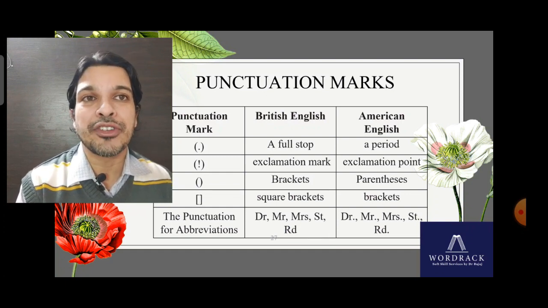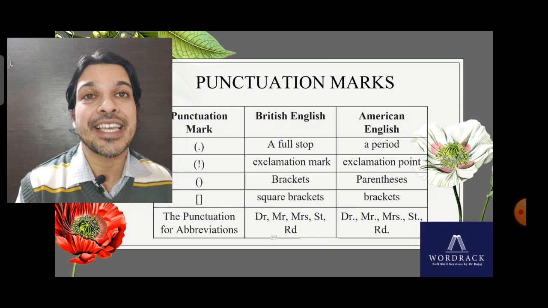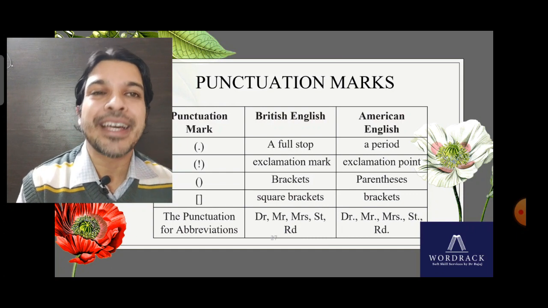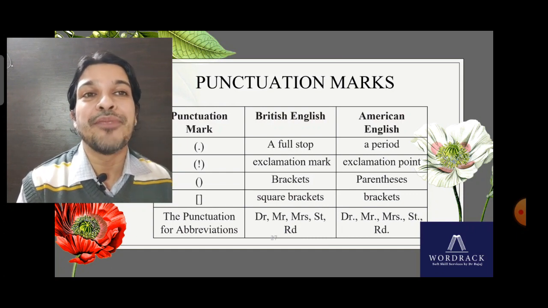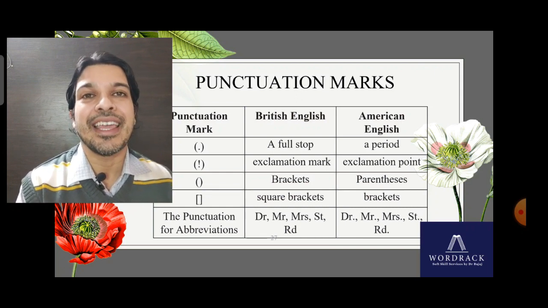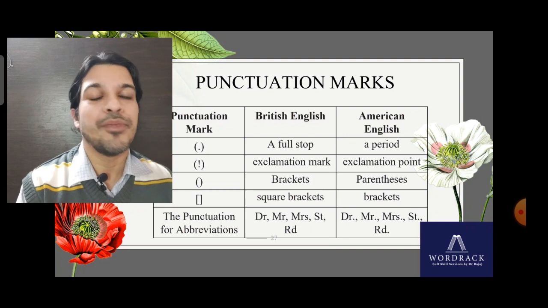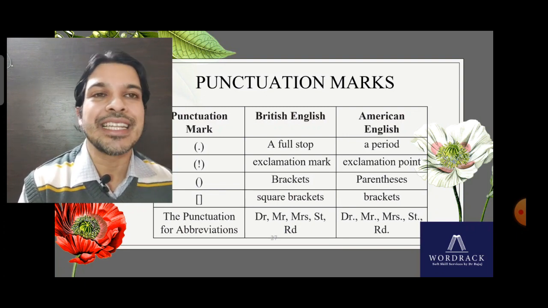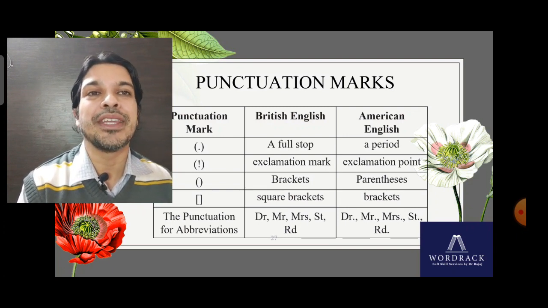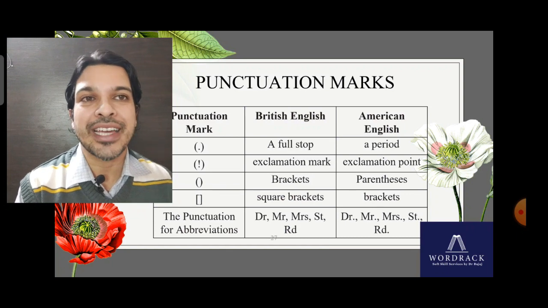Next up, exclamation mark. British English, it is exclamation mark. American English, it is exclamation point. Curved bracket, or simply put, bracket. British English, it will be bracket. American English, it will be parenthesis. In this video, I've used the word parenthesis. This is American English. British English, you can just call it brackets and it is acceptable. Next up, squared off notations. This is what it has been referred to in the video. British English, it is square bracket. American English, it is bracket.